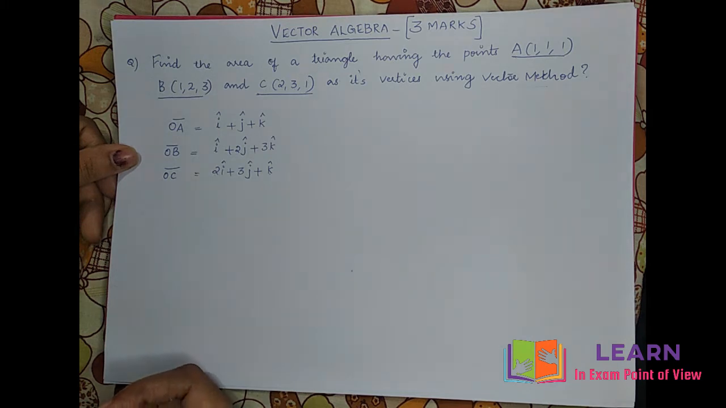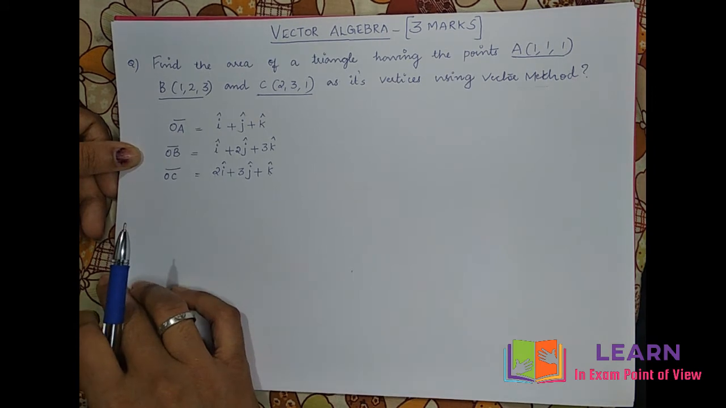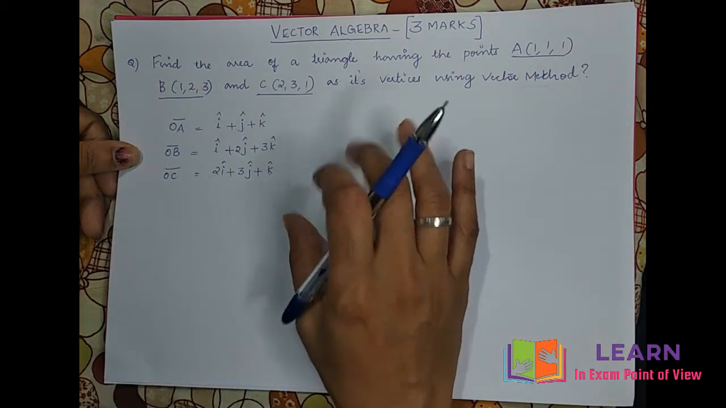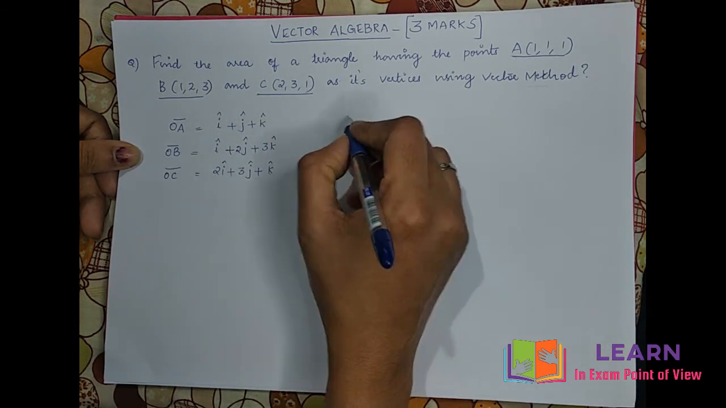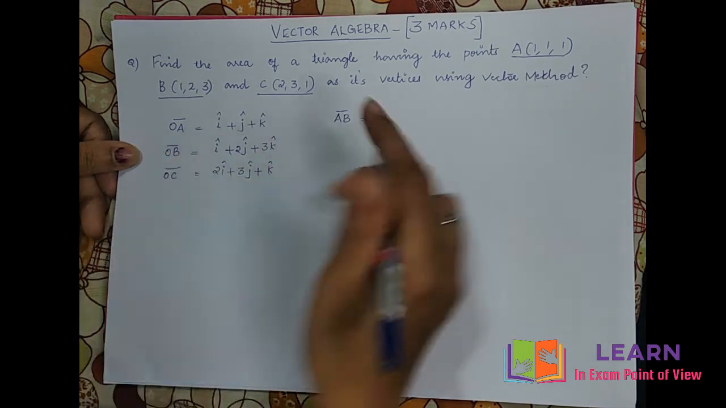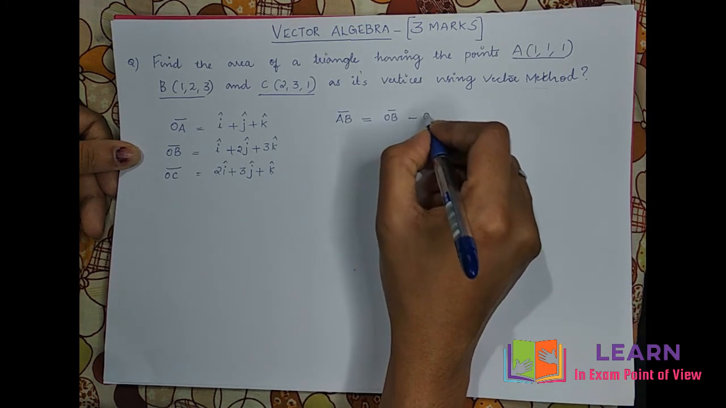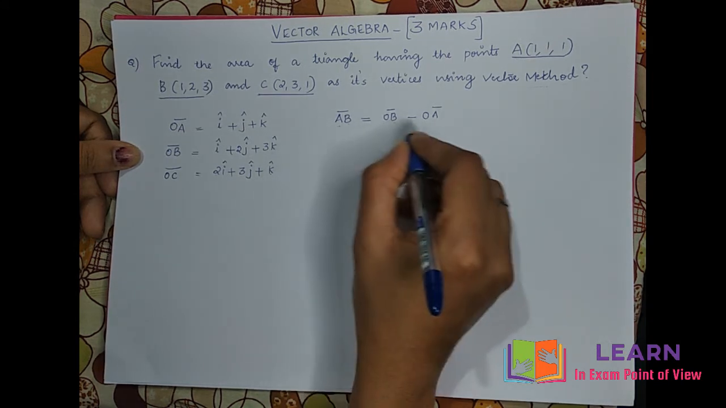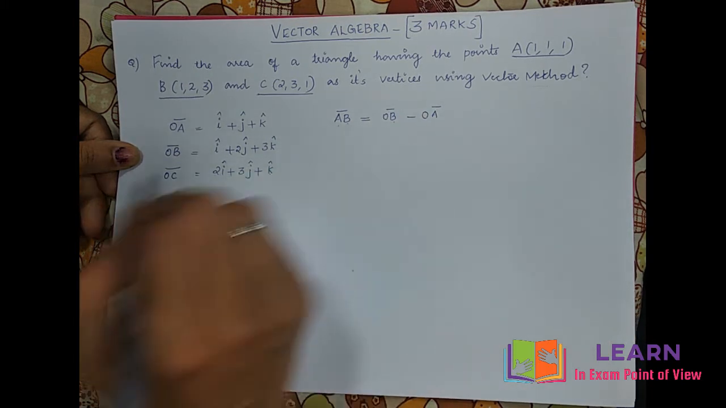Now, for a triangle, to find the area, we need 2 sides, and we will do like half base into height here. Two sides, its measurement into half you will do. So for that measurement, we need 2 sides, right? What is the side AB? AB is actually the OB vector minus the OA vector. Here first OB, then OA. If we subtract these two position vectors, you will get the side AB.